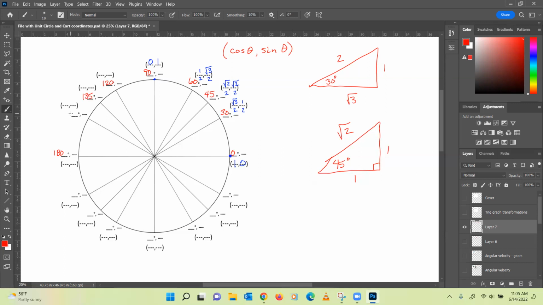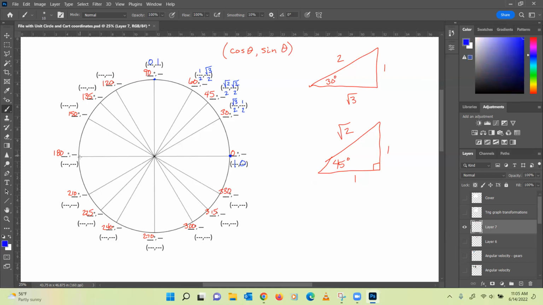We have, let's see, 150, 210, 225, 240, 270 down here, 300, 315, and 330.